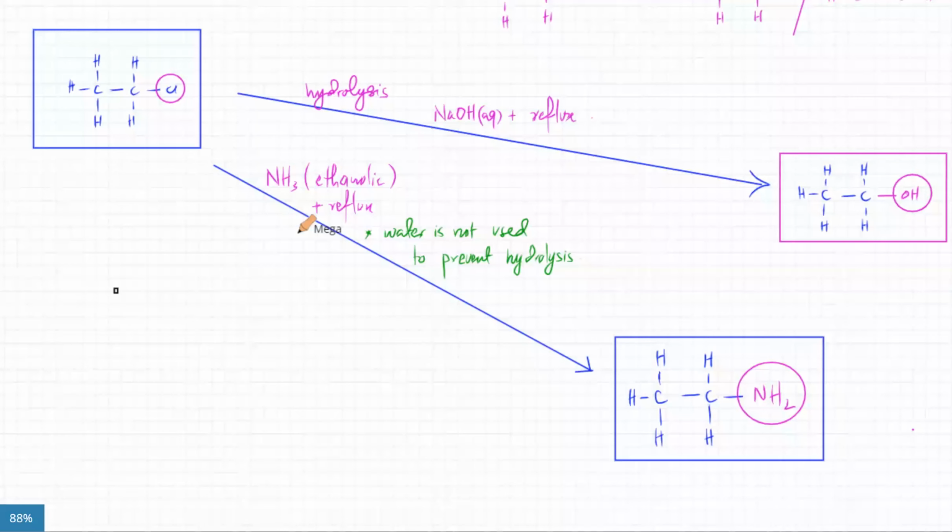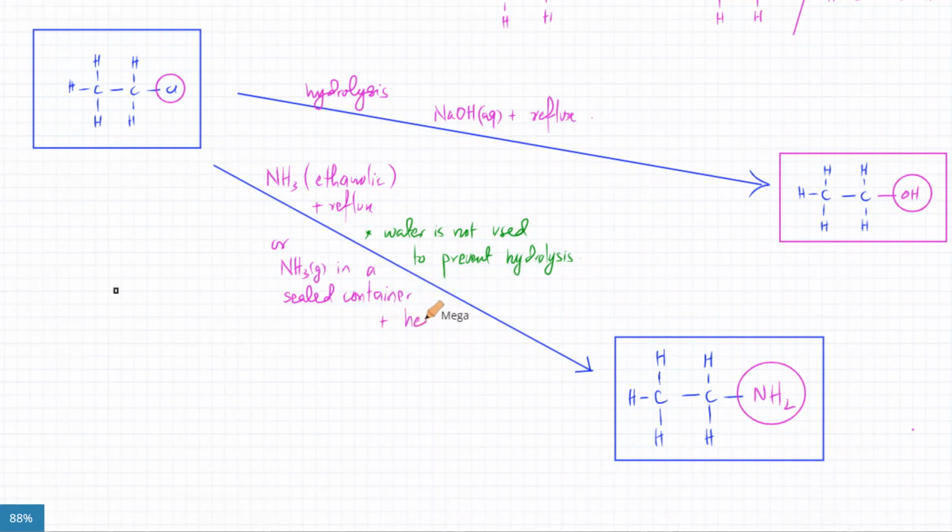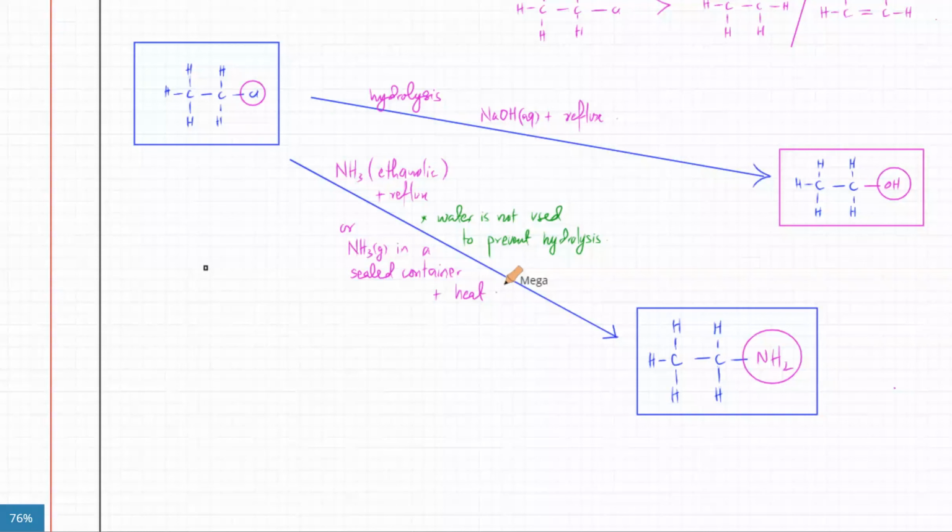And there's another condition. You could also use ammonia gas in a sealed container plus heat. So you could directly heat it with ammonia. So that's another one. And then you have another one, which is again a similar type of reaction.